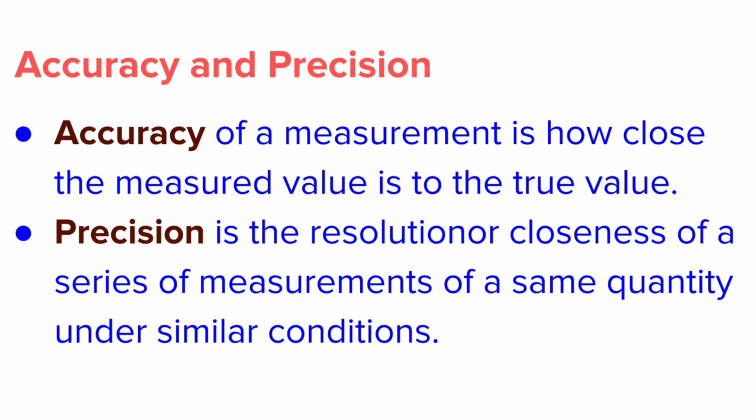The second term here is precision. Precision means the resolution or closeness of a series of measurements. Means if you take more than 2-3 measurements using the same instrument, how close all of them are to each other. Not necessarily close to the true value, but how close they are to each other. So the more they are close to each other, the more precise the instrument will be.